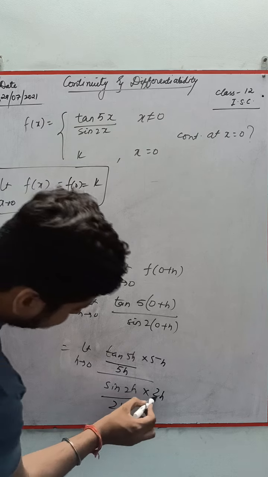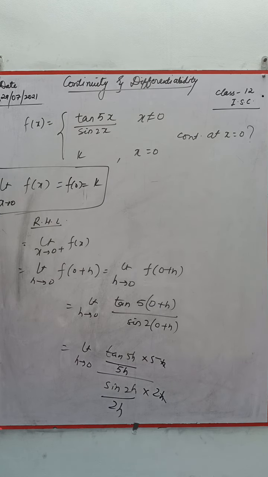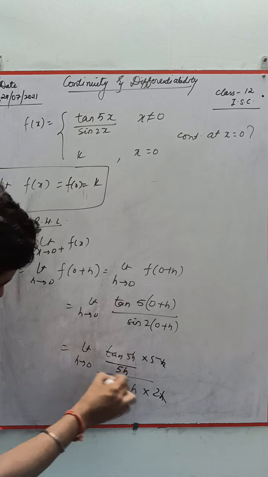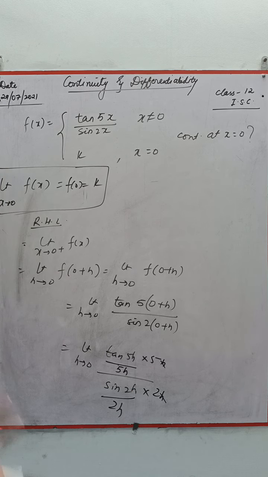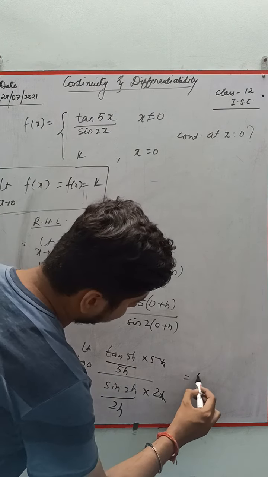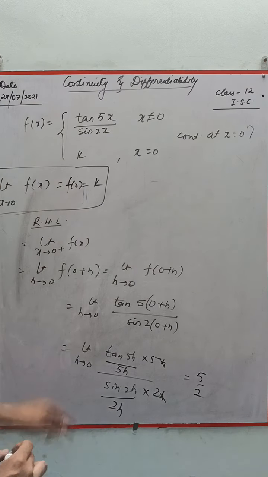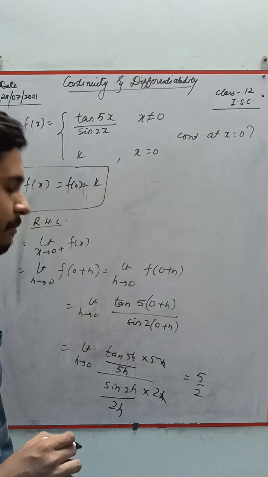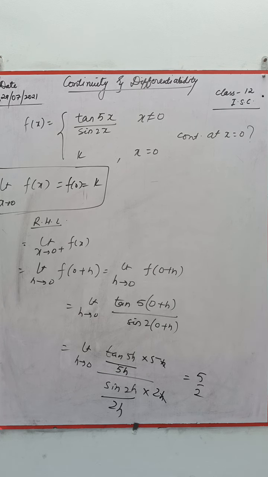As we can see, this h to h will be easily cancelled, and this will become 1 by the identity, and finally we are left with 5 upon 2. So its final answer is 5 upon 2. Hence we can say k is equal to 5 upon 2. So that's the answer.